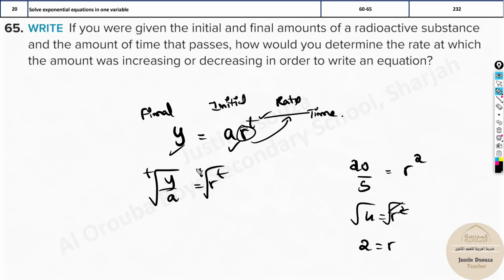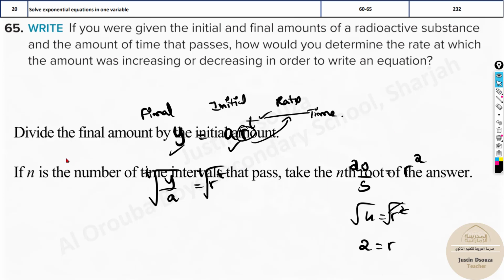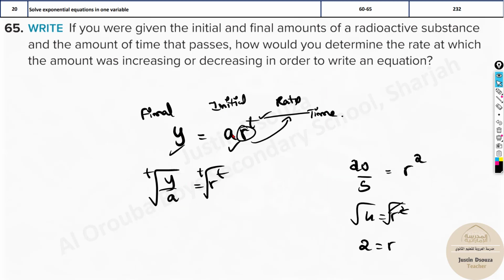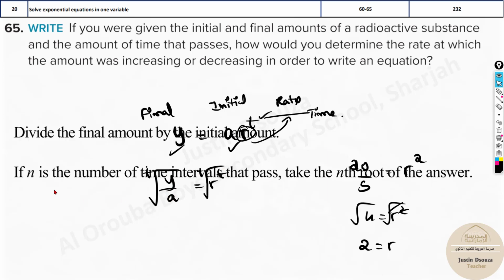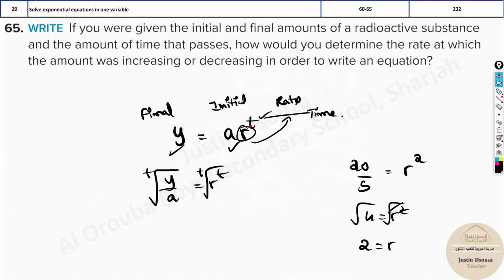Now the root must be taken to this term. Let's just check the answer. They are telling divide the final amount by the initial amount. Yes, we did that. Just take a to the other side, dividing the final amount by initial amount. And then n is the number of time intervals that passes. They have taken this time t as n. That's fine. We have taken it as t.